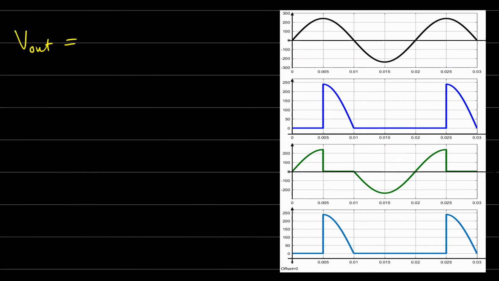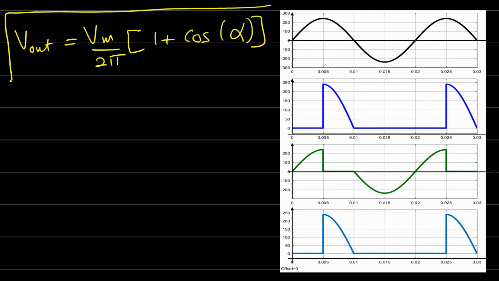So here let's summarize this. V out is equal to how much at the end? V maximum over 2 pi times 1 plus cosine alpha, and this is the average output voltage for the half wave controlled rectifier with R load, this portion.